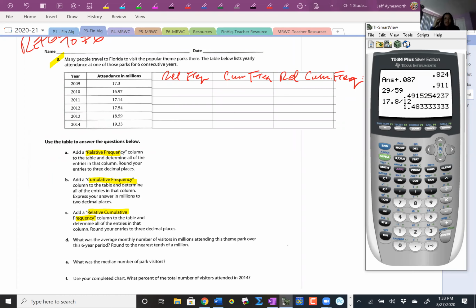You said you were going to help me figure out how to get into the Canvas class. So you have not, did you just shift over here? Yeah. Okay, so you just added the class, right? Yeah, today. And they have not added the Financial Algebra Period 3 to your Canvas yet? No. Oh boy.